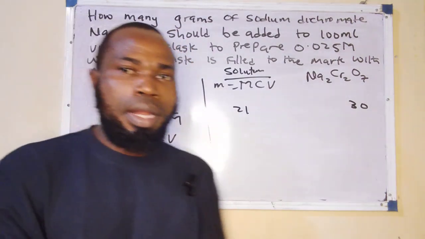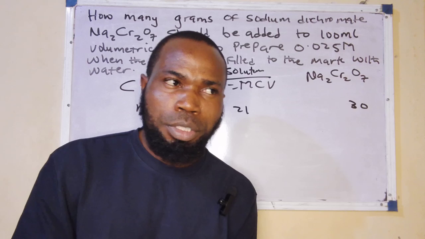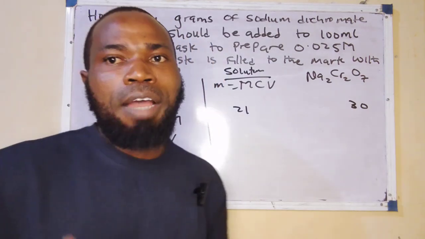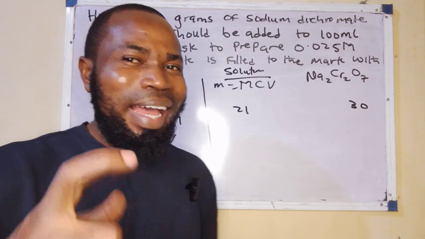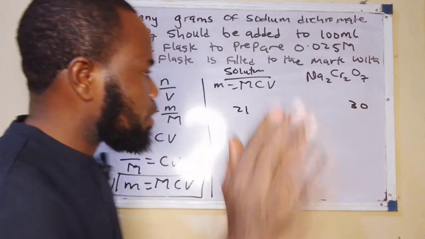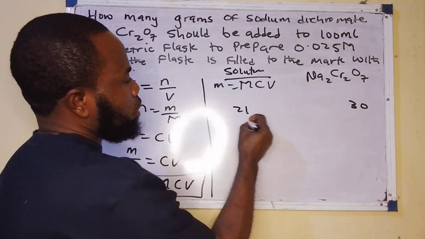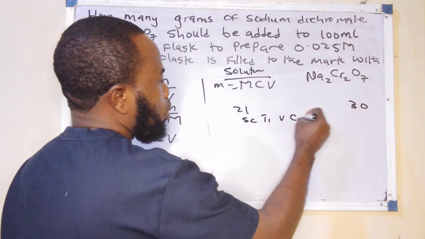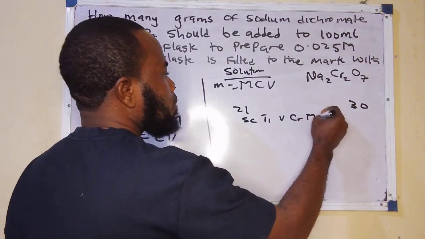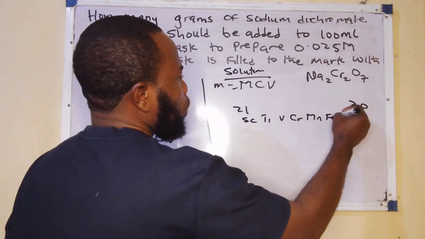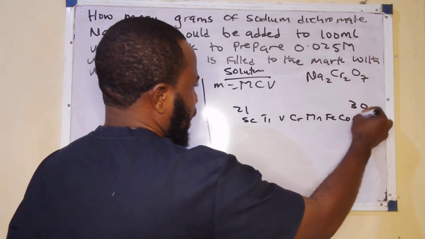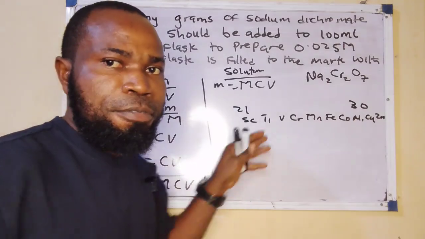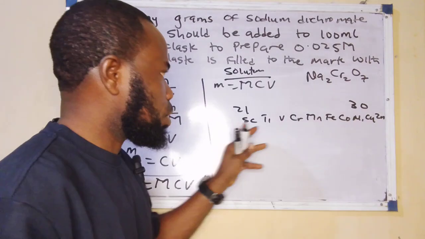Now let's think of an element from 21 to 30. Let's take the very first one, scandium. In case I forget the atomic mass of scandium, how can I easily get it? Now it's very easy. First 21, so we have scandium, we have titanium, we have vanadium, we have chromium, we have manganese, we have iron, we have cobalt, we have nickel, we have copper, and of course we have zinc. Now, this is the first series of transition elements from 21 down to what?